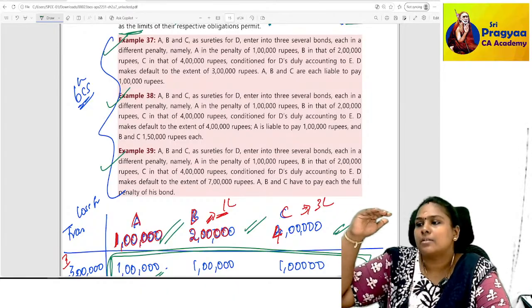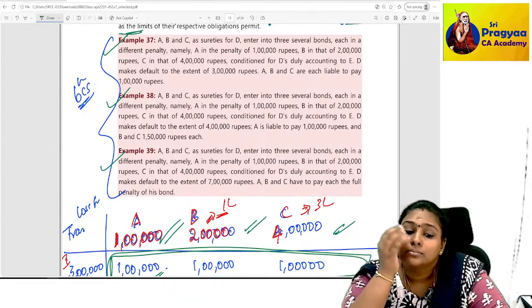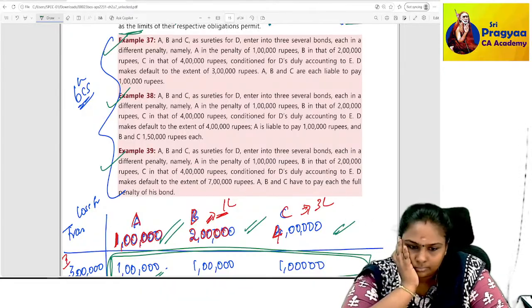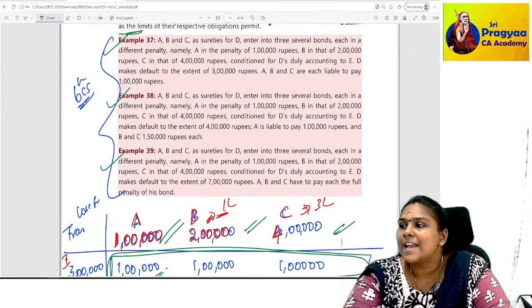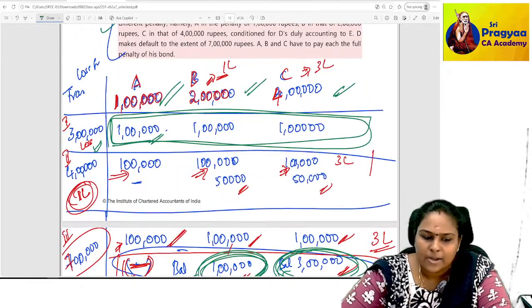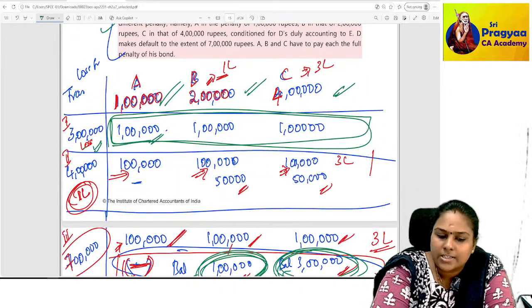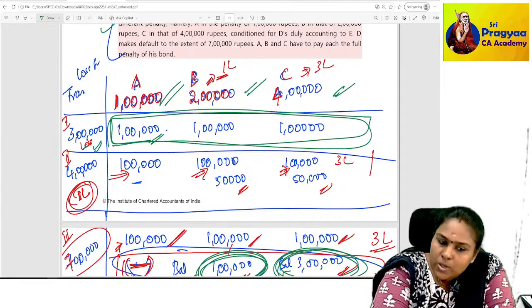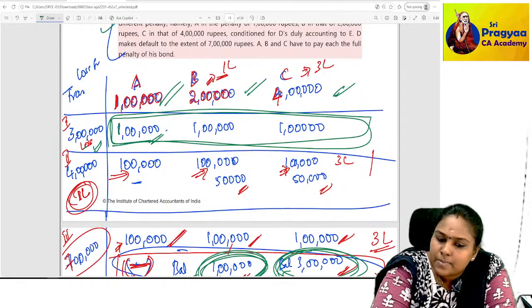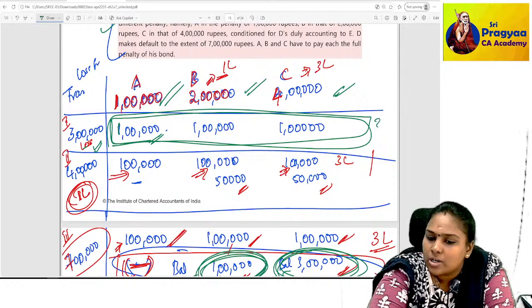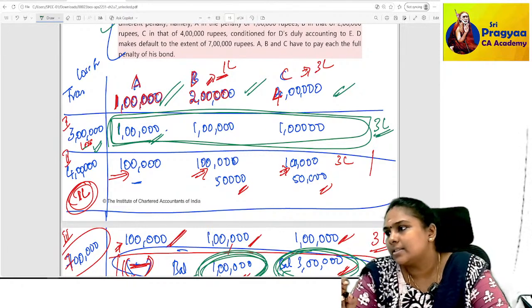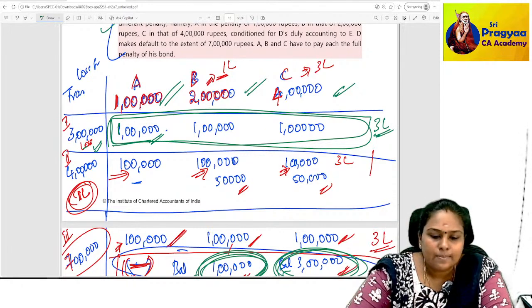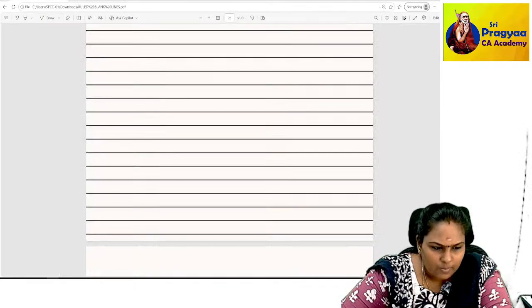This is their limit. 3 lakhs. Each of them is liable to pay 1 lakh. That's what, 3 lakhs is the total loss, and it will start from the lowest limit of 1 lakh, and the 1 lakh will be taken from each of them. So total loss recovered is 3 lakhs. Okay. Let's look at the second example.